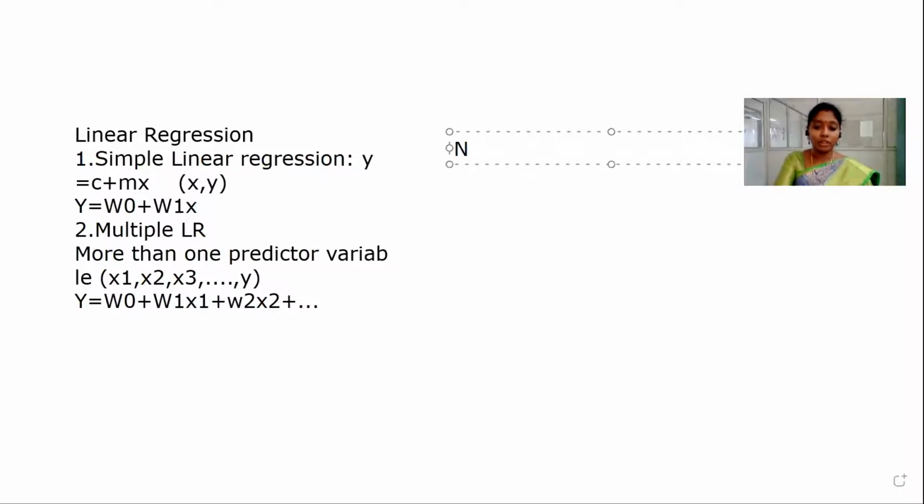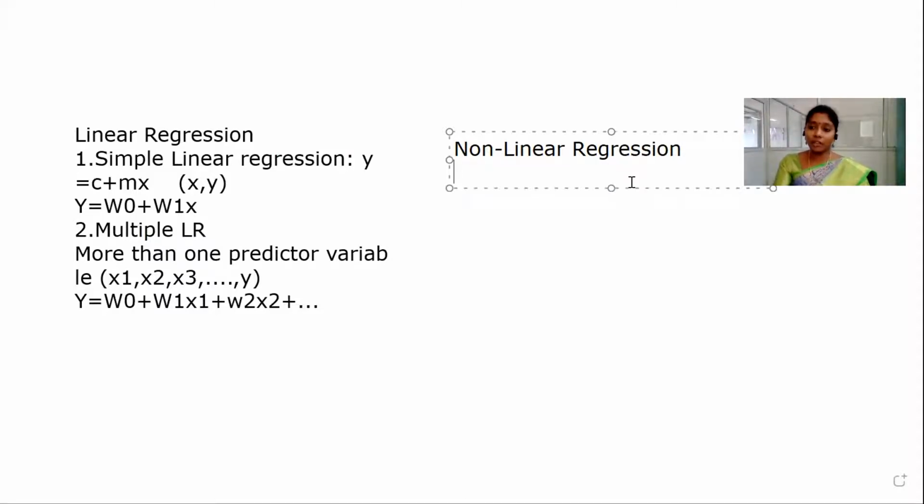Coming to non-linear regression. We have discussed two methods broadly under prediction or regression. The first one is linear regression and the other is non-linear regression. So what is this non-linear regression? By the name itself, can anyone have any guess? What is non-linear regression? Can I have any guess?